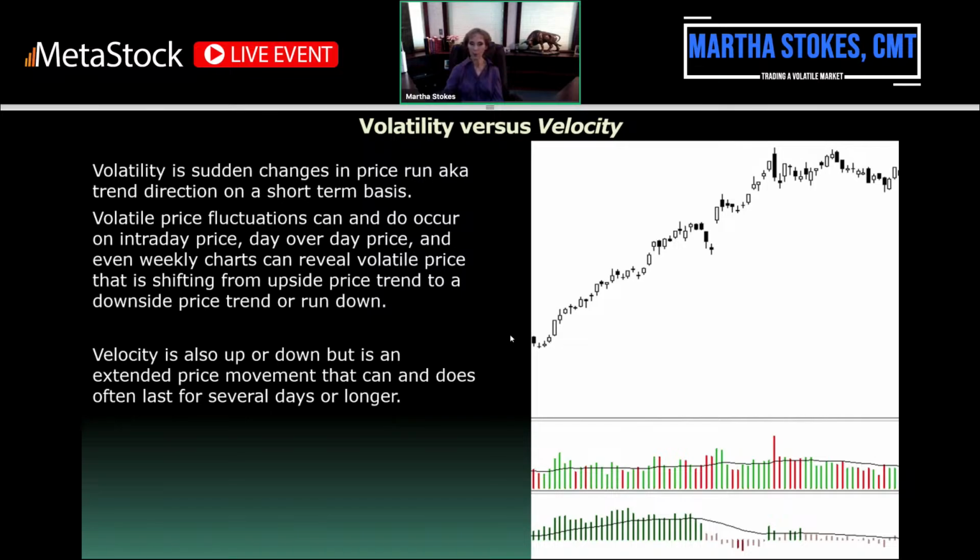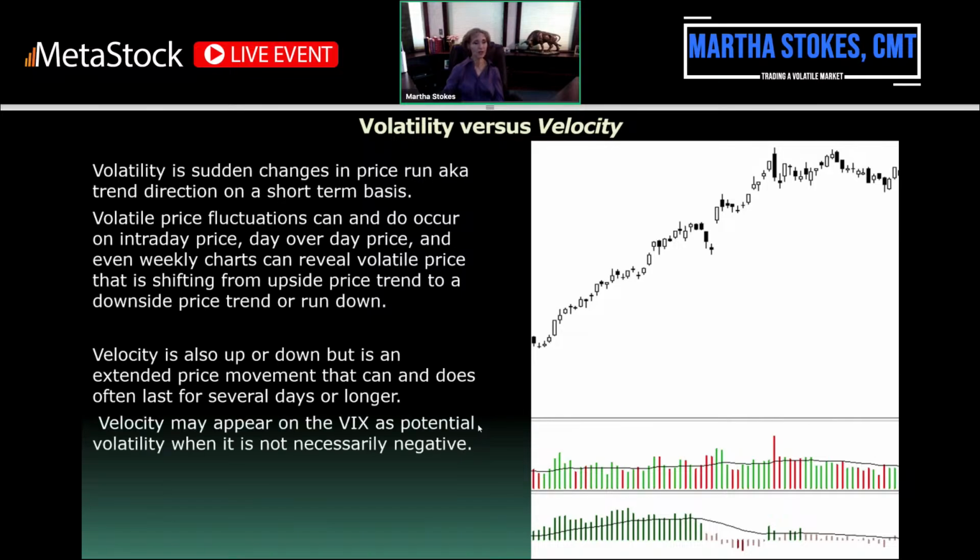Velocity is also up or down, but it is an extended price movement that can and often does last for several days or longer and goes higher and higher. And I can assure you, in the next couple of years, you're going to say, how can a price go that high? I mean, GME, look at that price. Huge swings in the day. Velocity may appear on the VIX as potential volatility when it is not necessarily negative. So you have to watch it. You'll be seeing volatility rising on the VIX, but it's also a velocity move, and velocity can go further than you'd think, with irrational euphoria and speculative trading that gets out of hand.